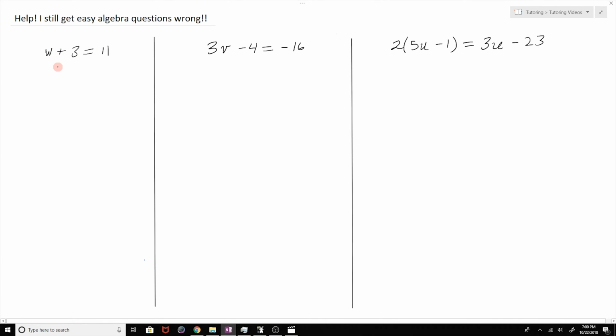What do we do first? So this is an addition of 3, and I need to know that the inverse of addition is subtraction. So I subtract 3, and I show this step. I don't skip this step. I don't just write W equals 8. I write this step, and I get W equals 8. And of course, I get my answer.